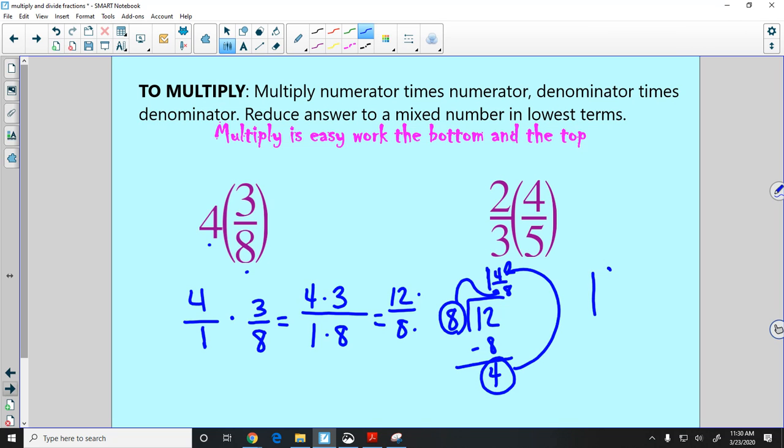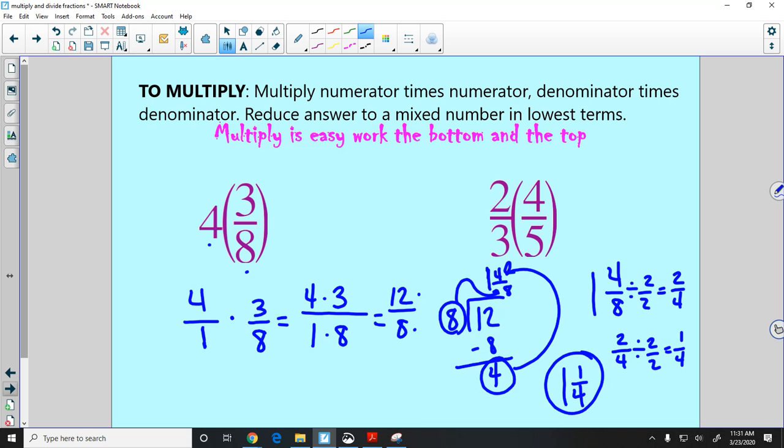Okay, so now we have 1 and 4/8. But we should notice that 4/8 is not in its simplest form or its lowest terms. 4/8 can actually be reduced by 2, and so then we have 2/4. Then again, 2/4 can be reduced by 2 again, which will give us 1/4. So our final answer would be 1 and 1/4. All right, you can pause the video and you can try 2/3 times 4/5.